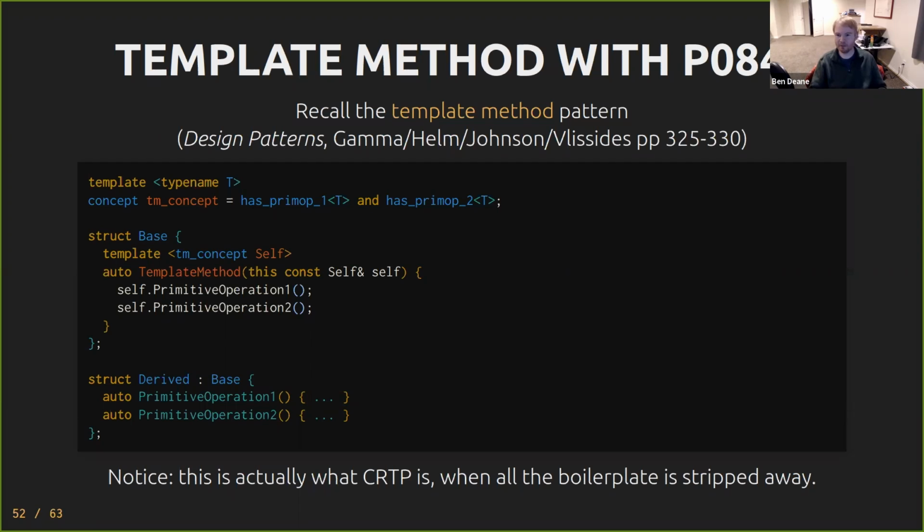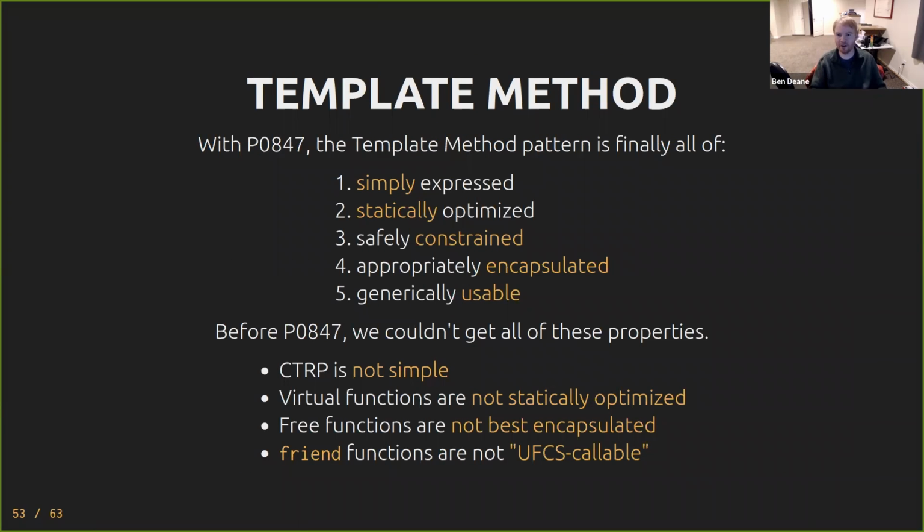So the template method pattern is super useful. CRTP is super useful. And with P0847, we finally get all of these things. We finally get to express it simply in a statically optimized manner, where it's safely constrained, where it's appropriately encapsulated, and where it's generically usable. And I think up until now, we haven't been able to get all of these properties because, as we saw, CRTP is not that simple.